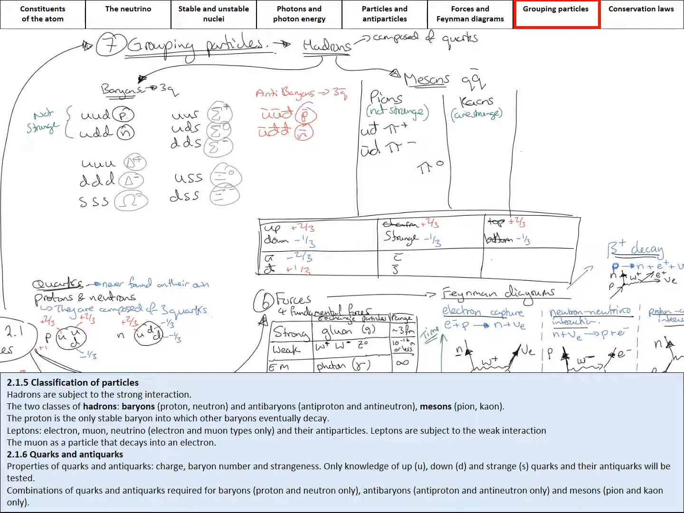Anti-strange, anti-charm, anti-top, and anti-bottom. Sometimes top and bottom, you might see them referred to as truth and beauty. So if you ever see those phrases, that's what they're referring to. Again, these things are not on the syllabus, so just put some lines through them, but it follows the same pattern.